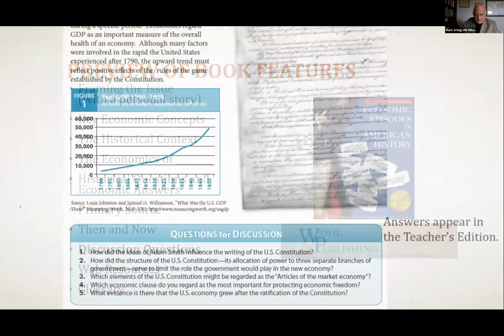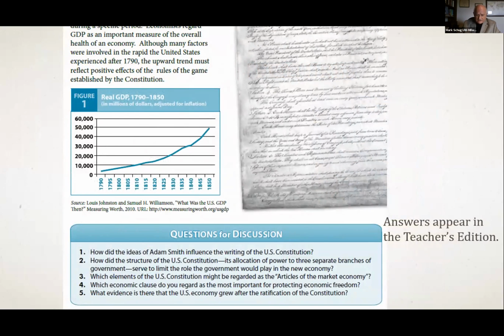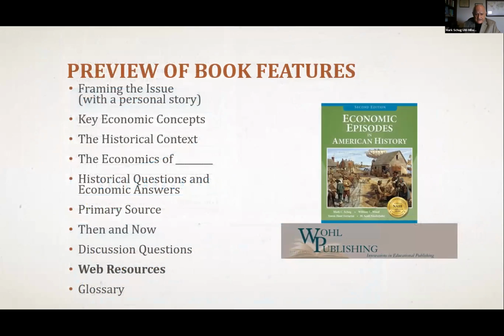Then we have discussion questions. So all the major sections have discussion questions. I'm back to the Constitution chapter. How did the ideas of Adam Smith influence the writing of the US Constitution? Those answers appear in the teacher's edition. Julie, I'm going to send you the teacher edition as soon as we're done here, and then I'm going to ask if you would share that with the teachers. So you'll get that and you'll see the answers there.